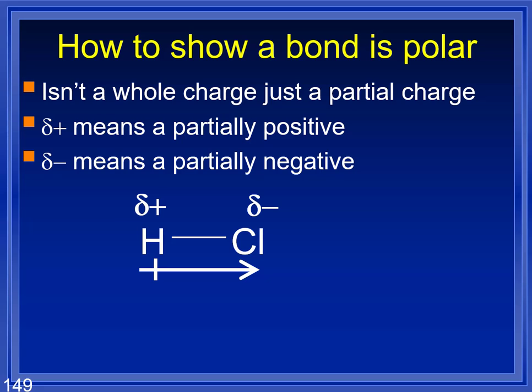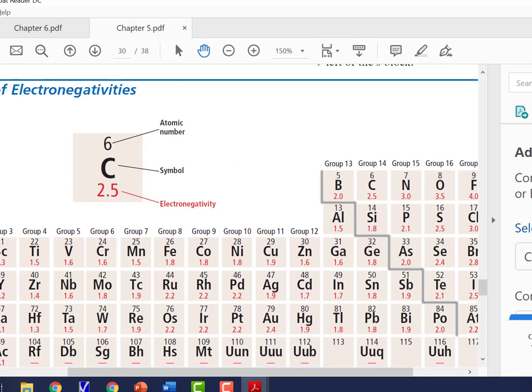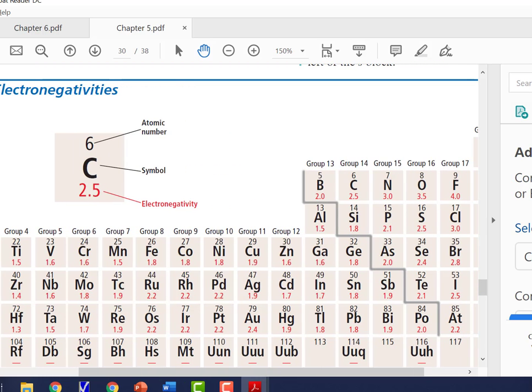How did I know which one was positive and which one was negative? Electronegativity. Let's go back to that table. H was 2.1. Cl was 3.0. 2.1 minus 3.0, the absolute value of that is 0.9, right? So that's why it's polar, because 0.9 is between 0.5 and 2. Anything between 0.5 and 2 is polar. So that's why I know it's polar.